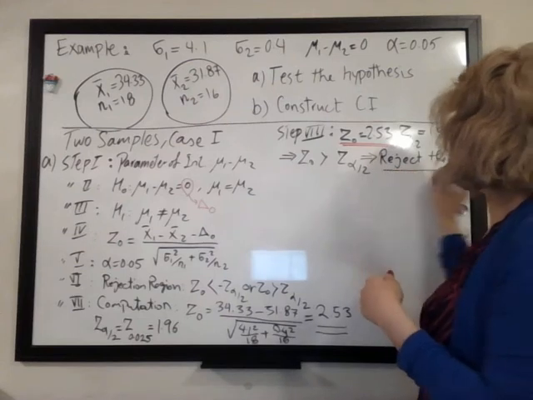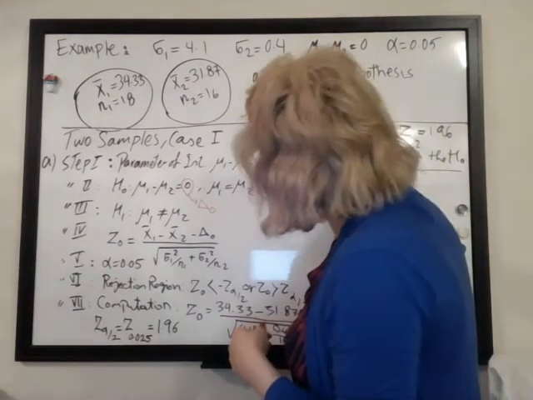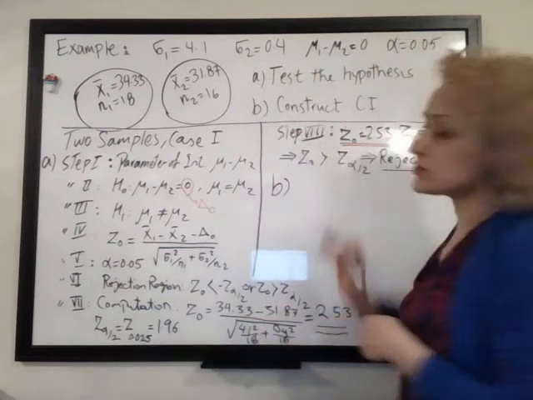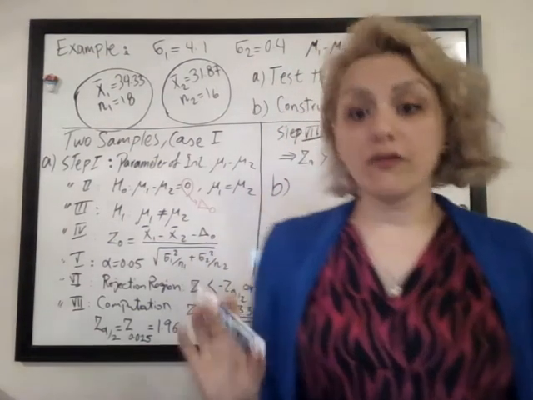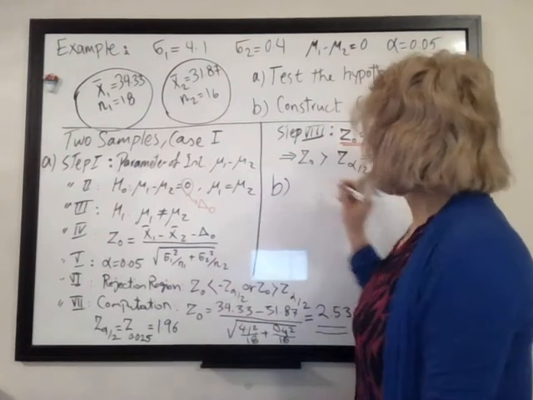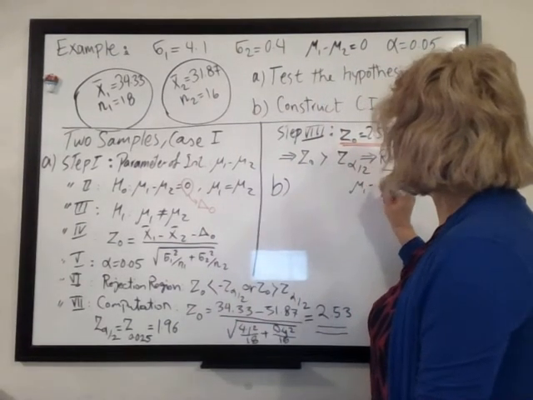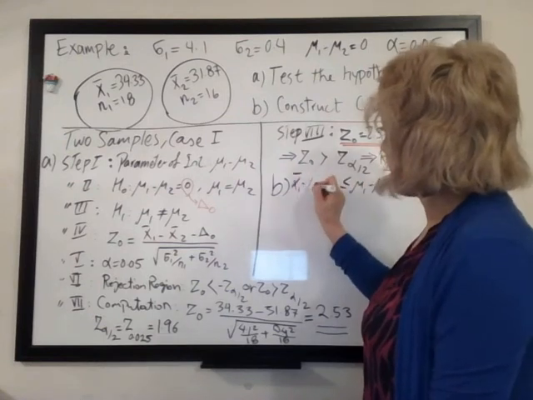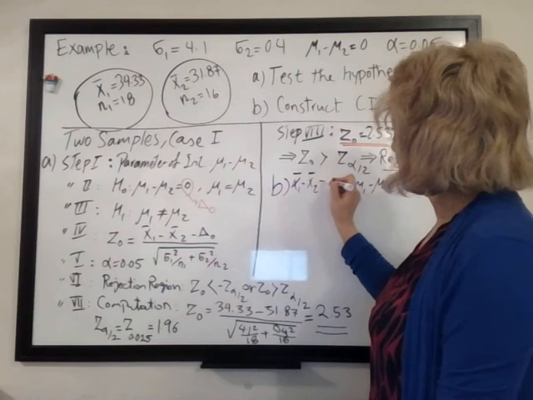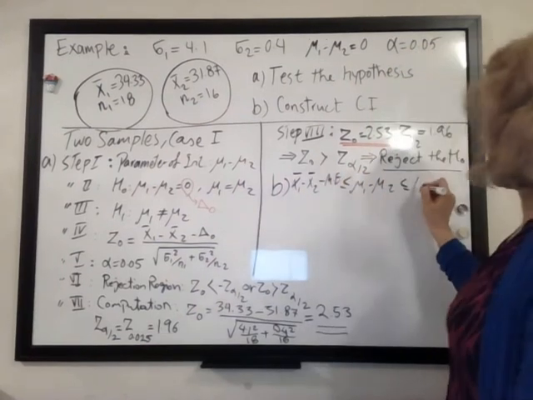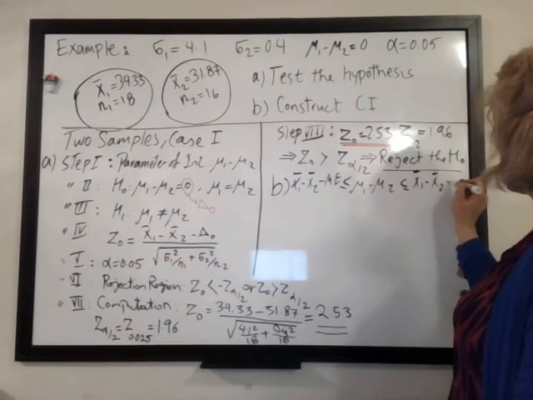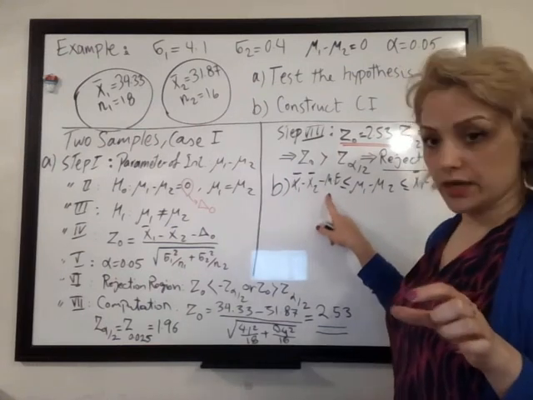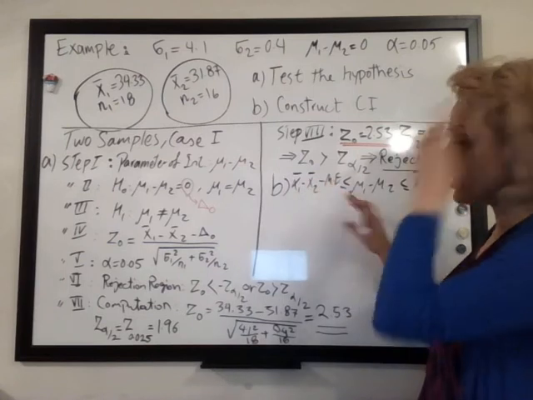Reject the null hypothesis. For part B, it says to construct the confidence interval. For the confidence interval, we said that it's going to be mu1 minus mu2 between x bar 1 minus x bar 2 minus margin of error, and then x bar 1 minus x bar 2 plus margin of error. You can write down the equation of the margin of error here. Because I don't have enough space, I wrote it down like this.